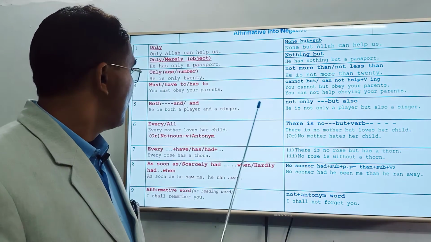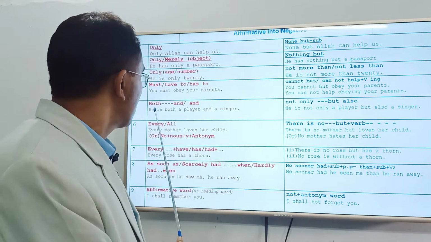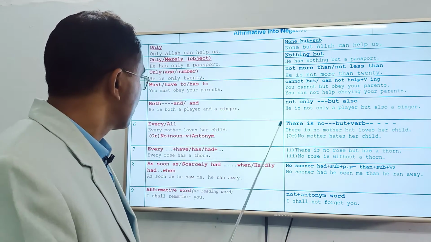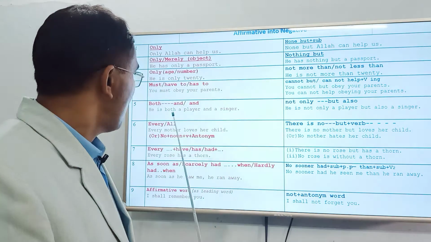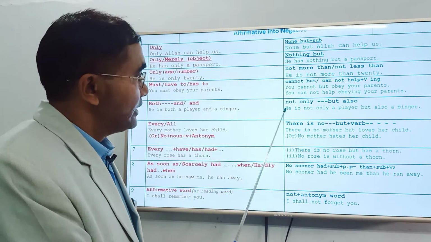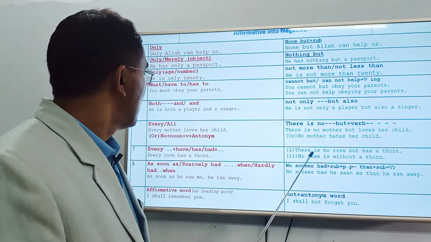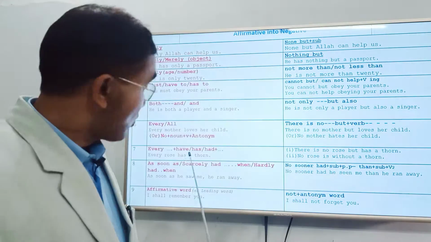And if you find any affirmative sentence with both and, as for example, he is both a player and a singer, the negative form of the sentence can be he is not only a player but also a singer. So now let's go on to the next rule.